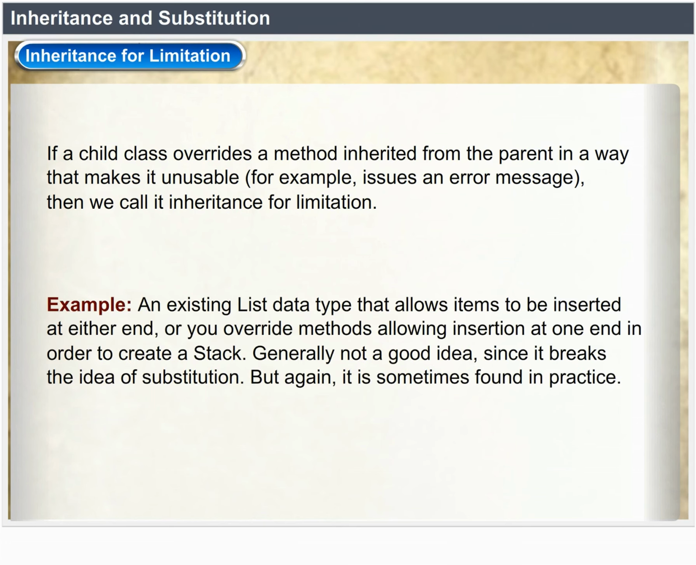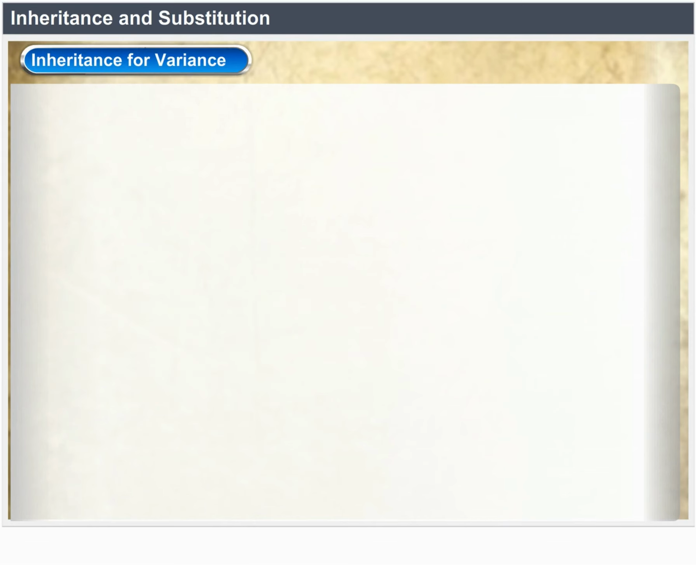For example, an existing list data type that allows items to be inserted at either end, or you override methods allowing insertion at one end in order to create a stack. Generally, it is not a good idea since it breaks the idea of substitution, but again it is sometimes found in practice.